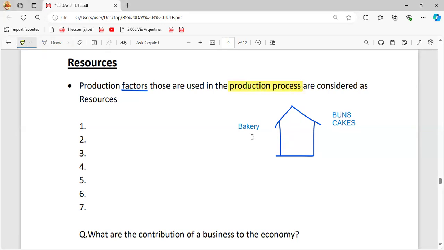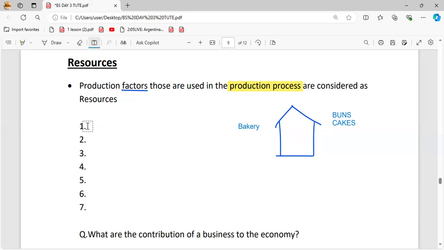Producing bun is a production process. And under that process, what are the factors I am going to use? What are the resources I am going to use? Those are the factors that we are going to discuss today.